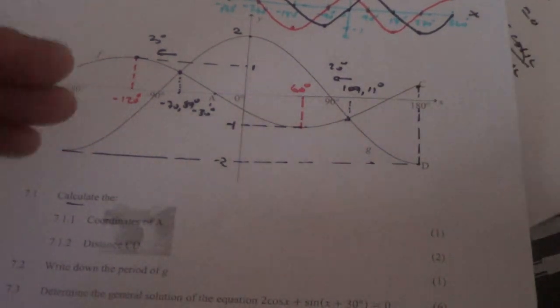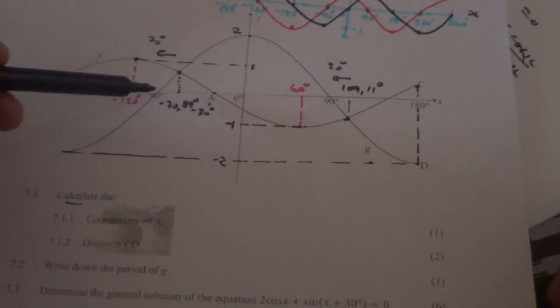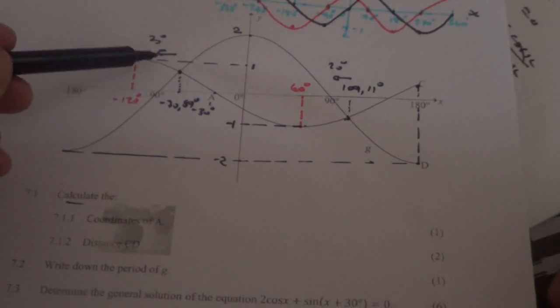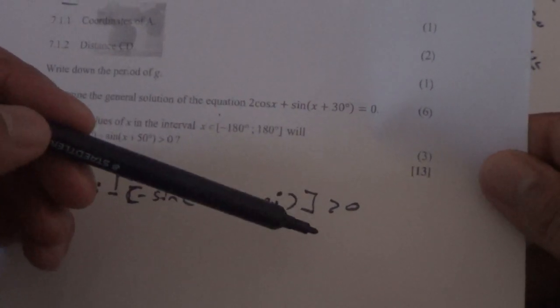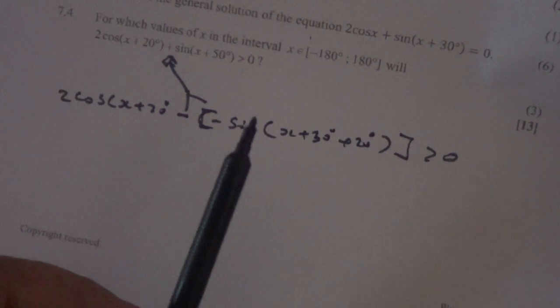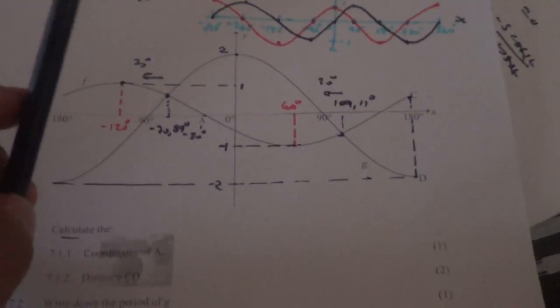That's all that changes. Because everywhere else, this one becomes a bigger negative, and that one is a positive. So a negative minus a positive becomes a negative answer, and a negative answer is not what we want. We want a positive answer. So you see, you can think of it this way. Always try to simplify it in the way that makes sense, so that you can use your graph effectively.